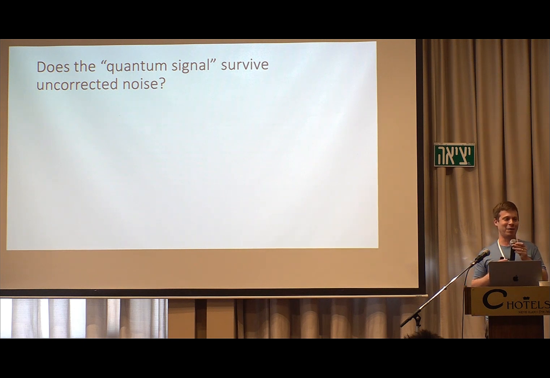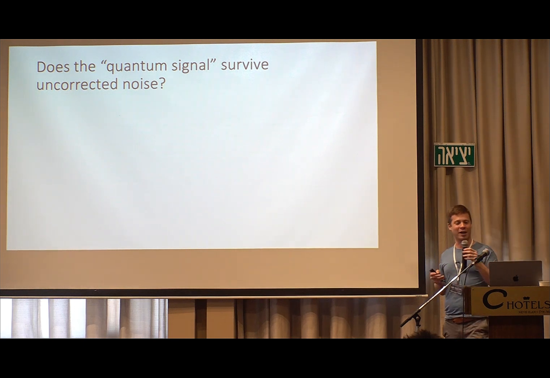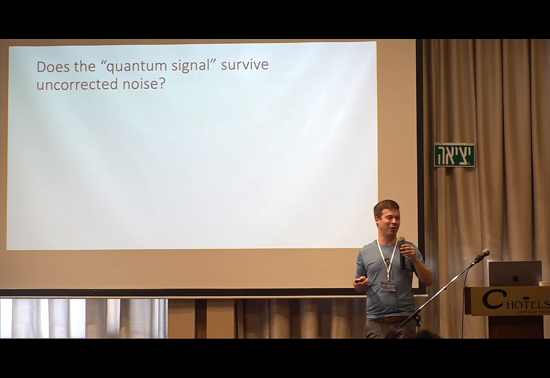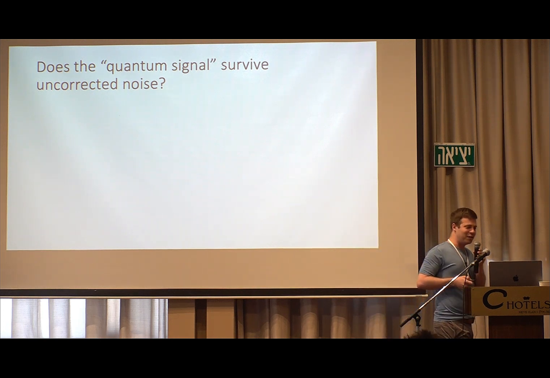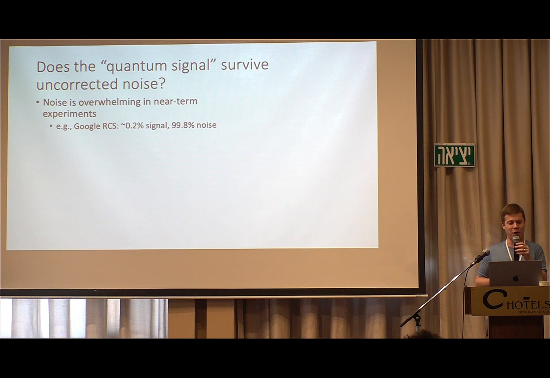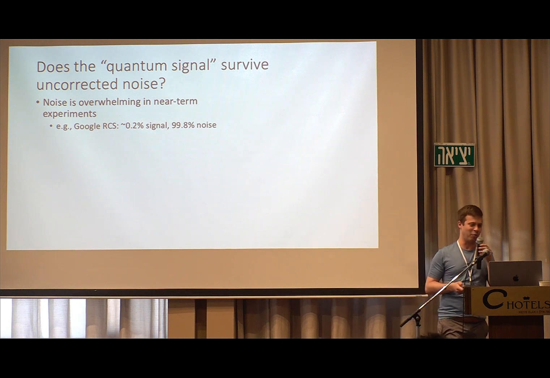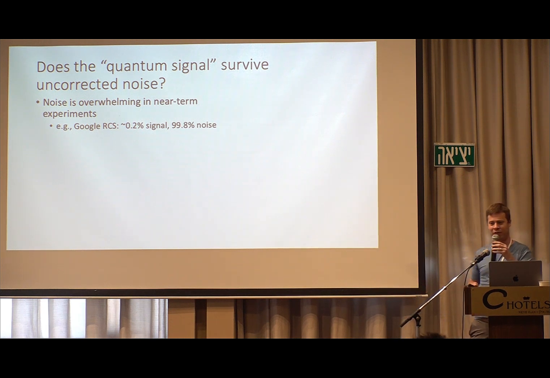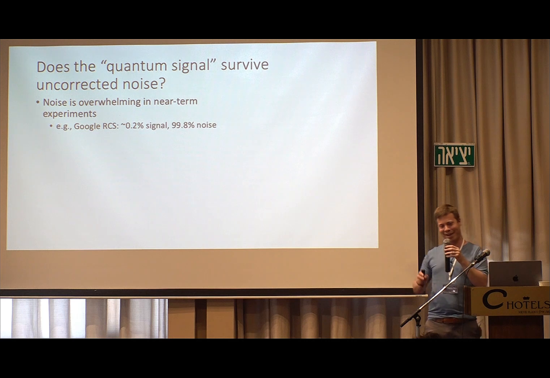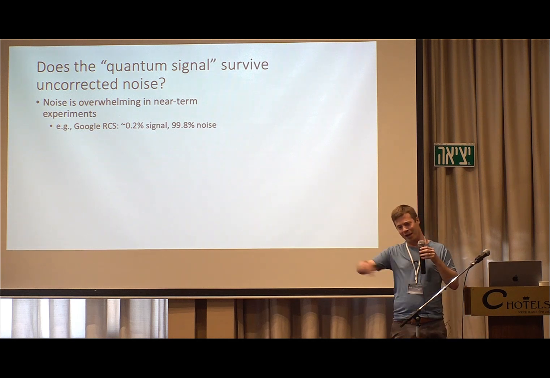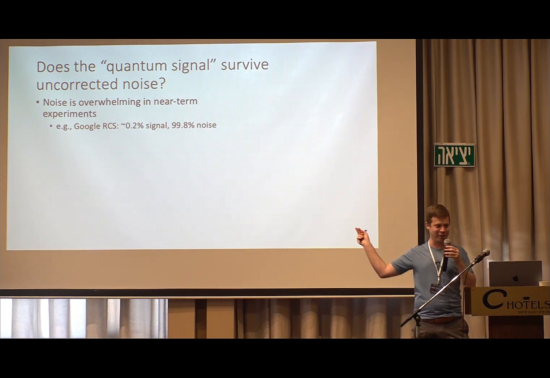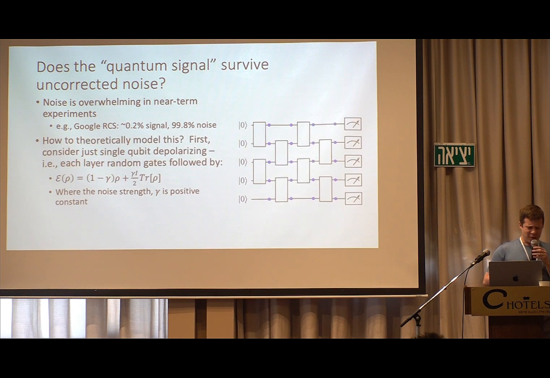So far I haven't talked about noise. And this is an elephant in the room because we know that the NISQ era is defined by noise, right? And so, does this quantum signal survive uncorrected noise? Google's experiment, for example, I don't think I even need to tell you guys, it claimed 0.2% signal, 99.8% noise. Every indication is that if they had not reduced their noise and made their system larger, this would exponentially decay. But it's very subtle to understand how to theoretically model this in the correct way.